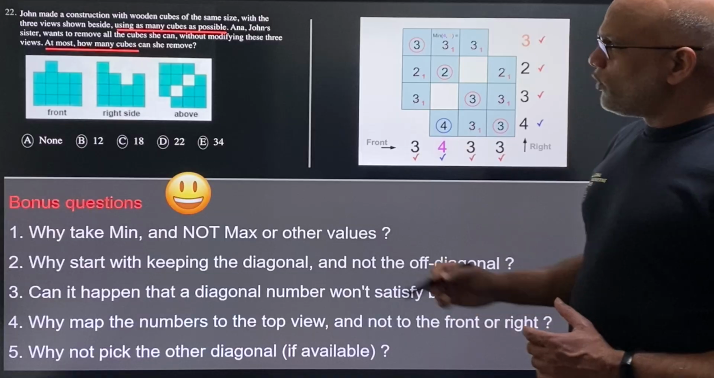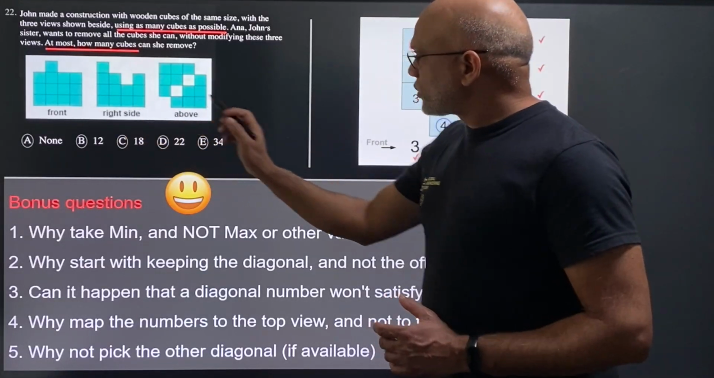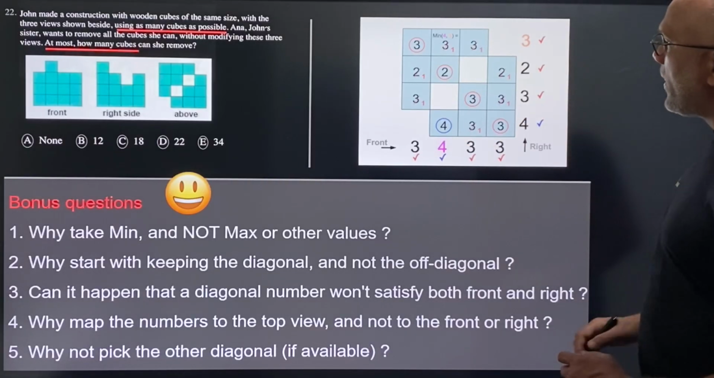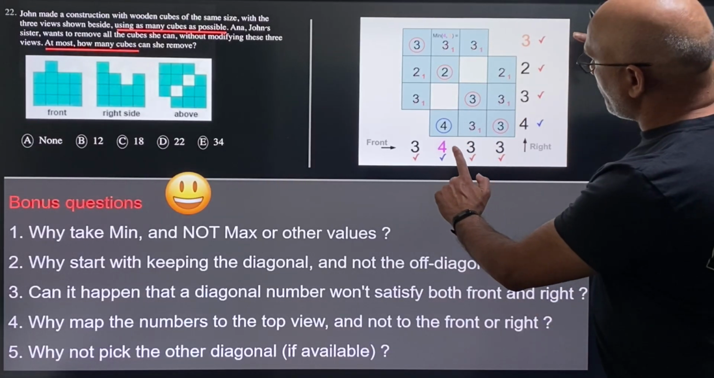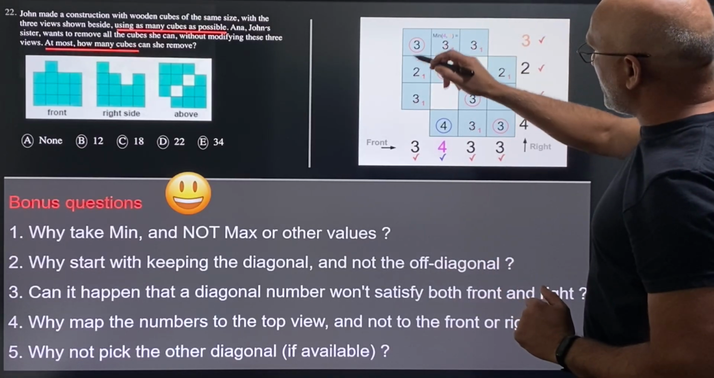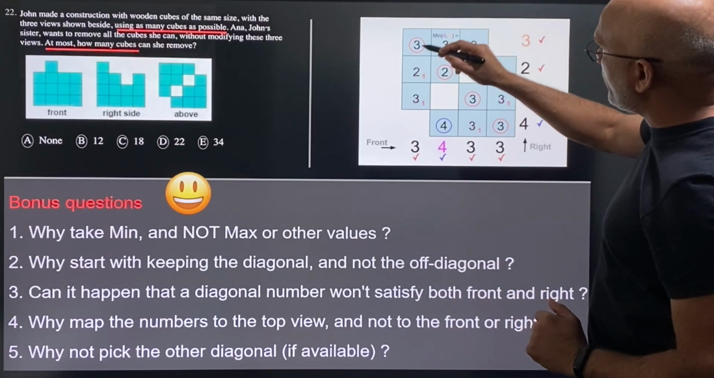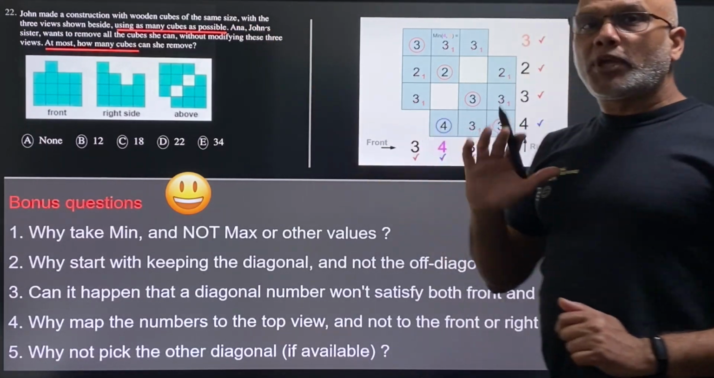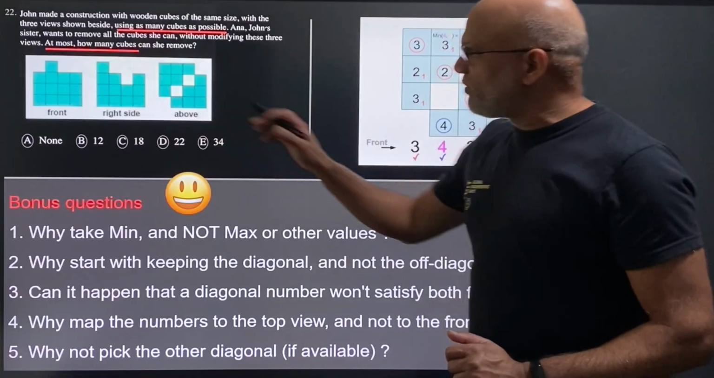What we did is, we mapped the front and right view to the top view. So this is the front, and this is the right, and this is the top view. And then for a given column and row, we pick the minimum number. Similarly, we picked all the minimum, and if I add all the minimum numbers, I get the maximum number of cubes I can use to get these 3 views.